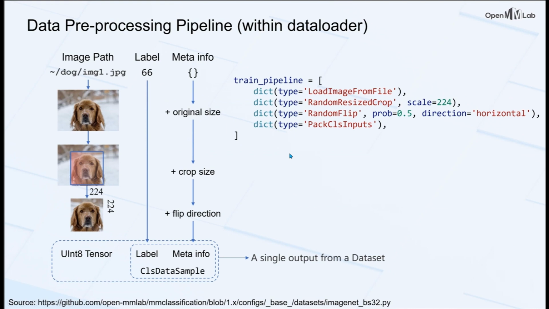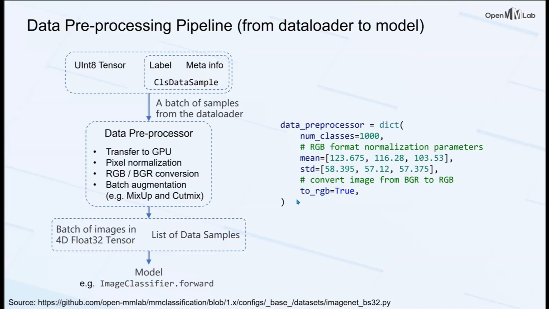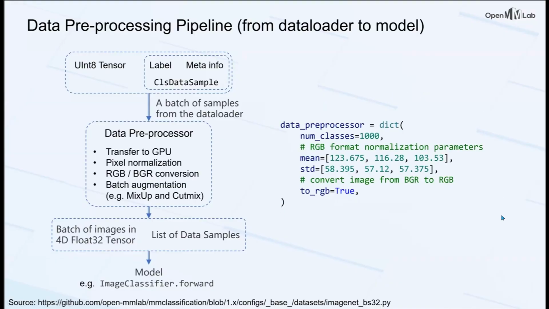And before sending the data to the model, we also need to transfer the data to the GPU and do some pixel normalization and batch them together. And these steps are done in another module called the data preprocessor. And there is also a config item corresponding to this module in the config files. Okay, so this is the data part.